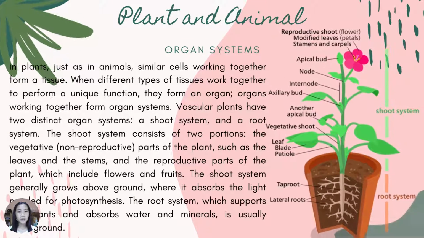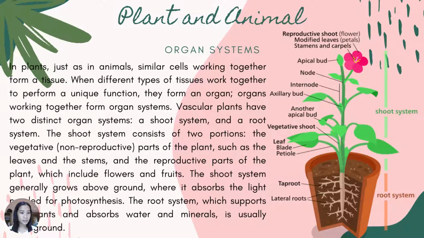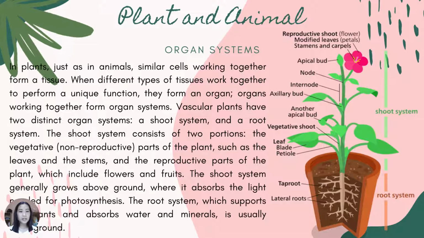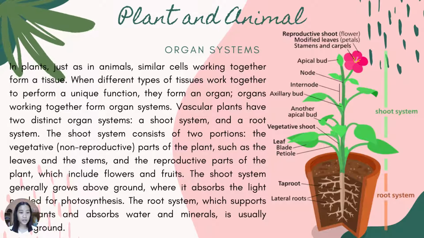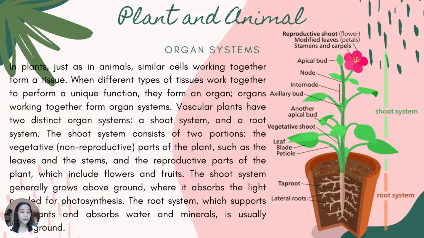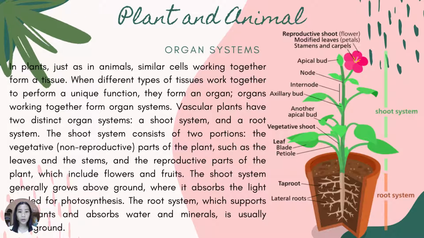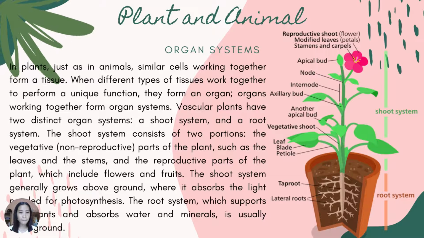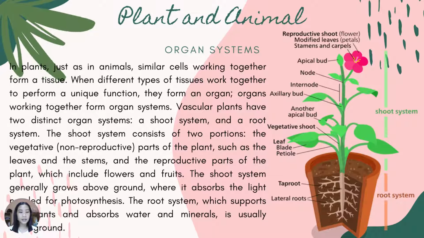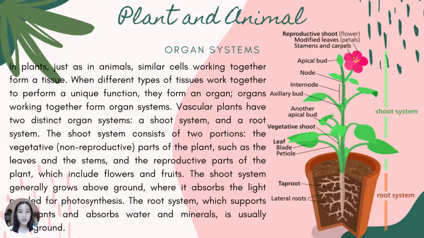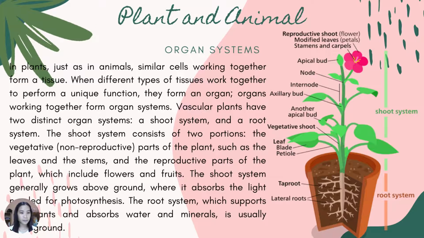The next topic would be the plant and animal organ systems. In plants, just as in animals, similar cells working together form a tissue. When different types of tissues work together to perform a unique function, they form an organ. Organs working together form organ systems. Vascular plants have two distinct organ systems: a shoot system and a root system.